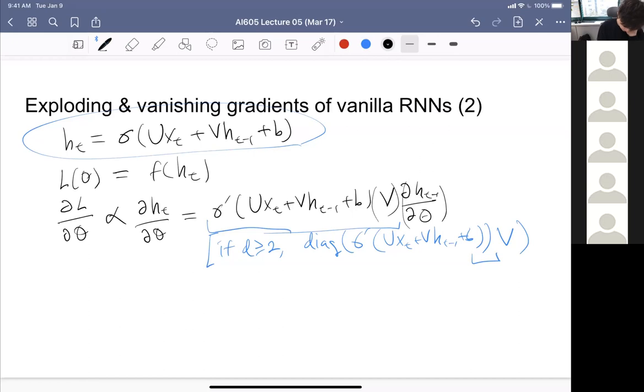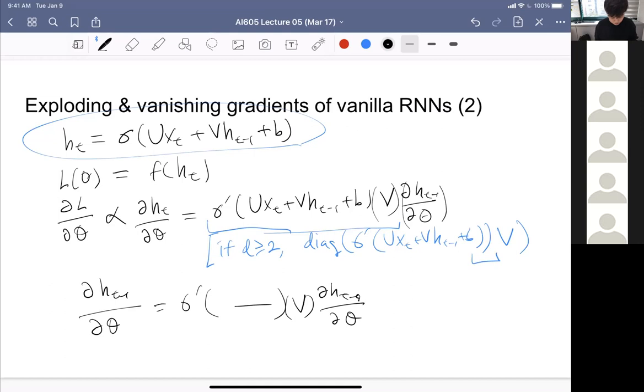And here's the issue, because if you are computing this all the way, then you will be just multiplying V several times, right? So what that means is, at the end, this is chain rule, so you're computing this gradient again. You have this number, and now you have to compute HT minus one over d theta. This will be again something like that, and then you have V here again, and you have HT minus two, right? So you keep doing this. At the end, you see that you're basically multiplying V several times.